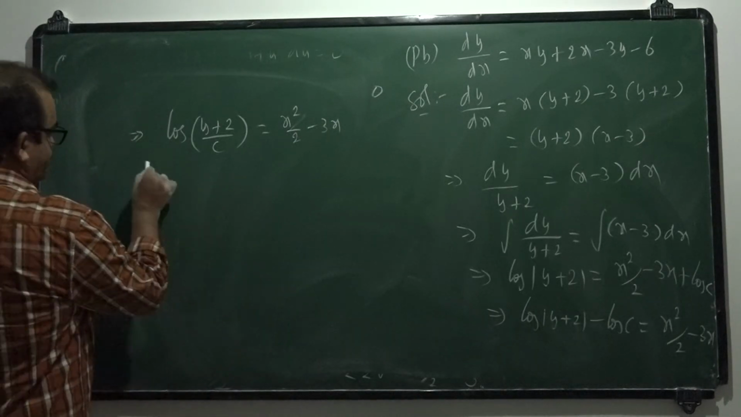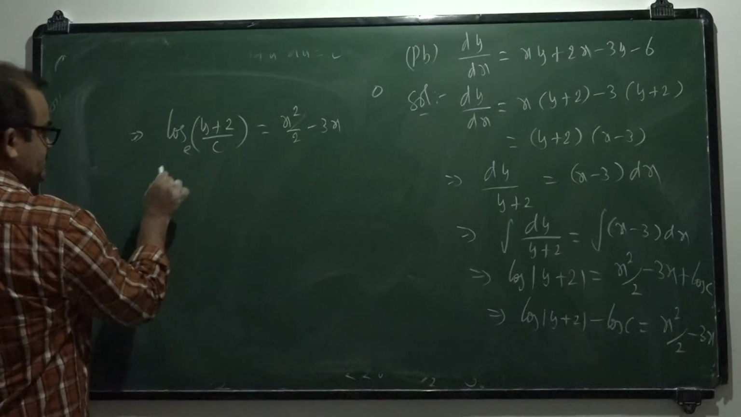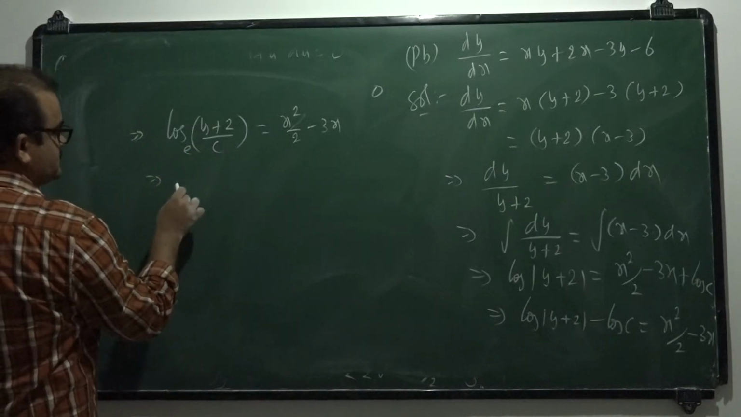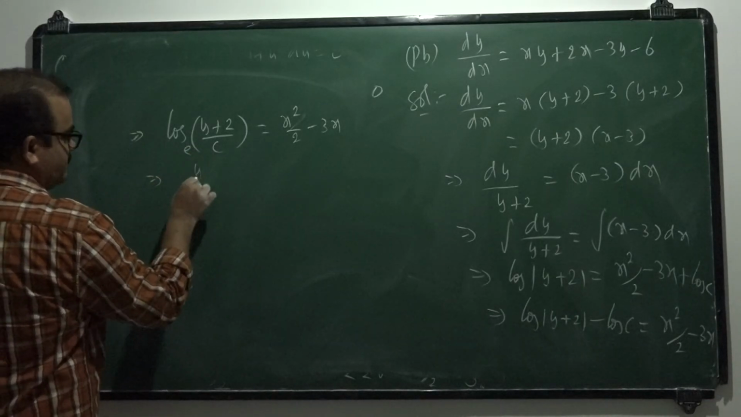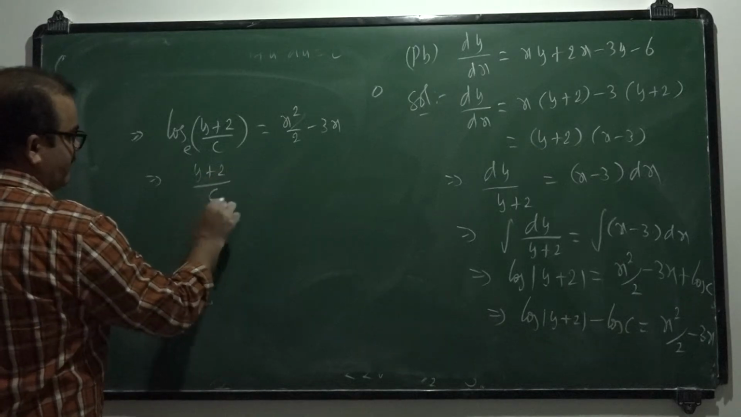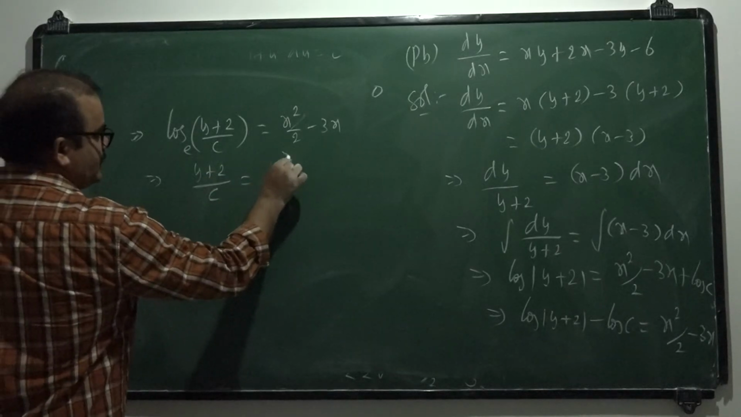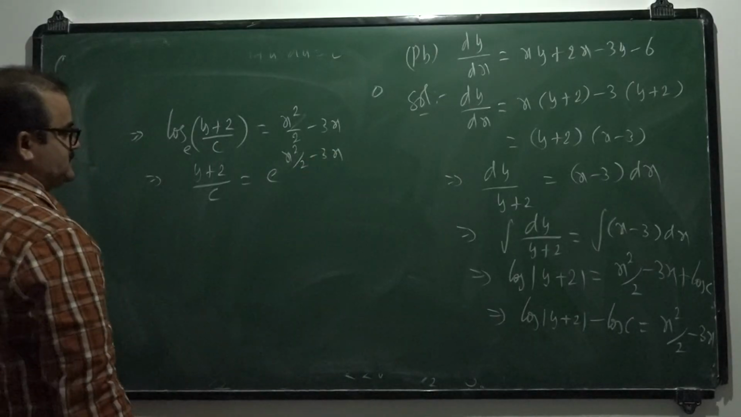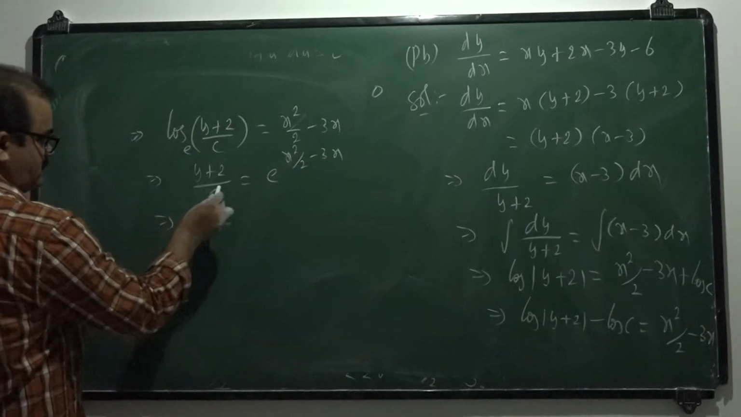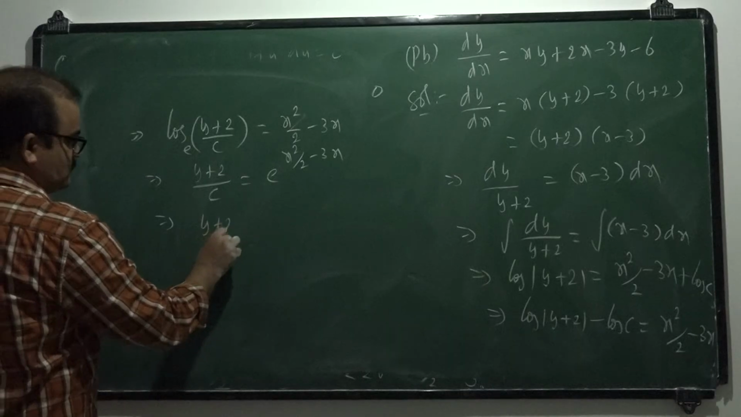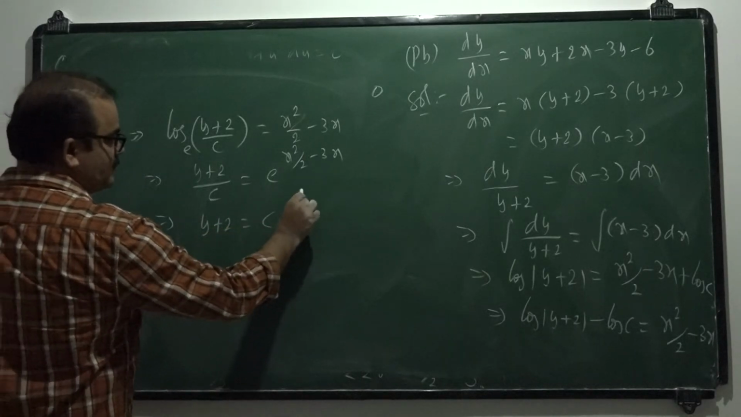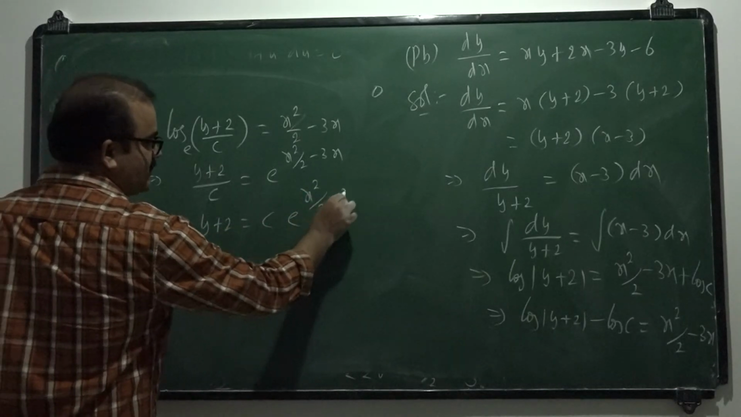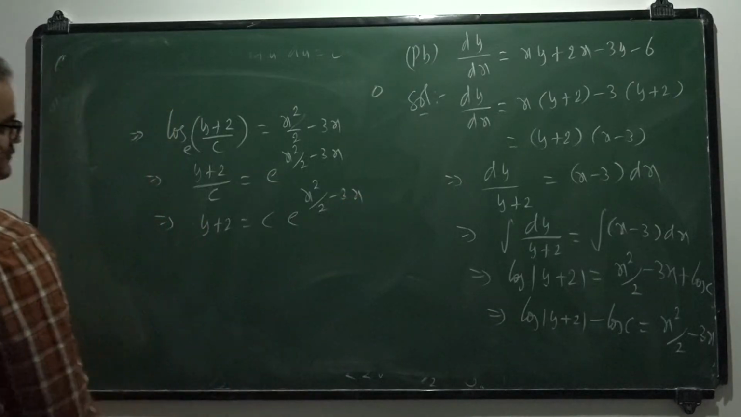Now this is with base e. From the definition of logarithm, (y plus 2) by c is equal to e to the power of x square by 2 minus 3x. Now cross multiply, y plus 2 is equal to c into e power x square by 2 minus 3x.